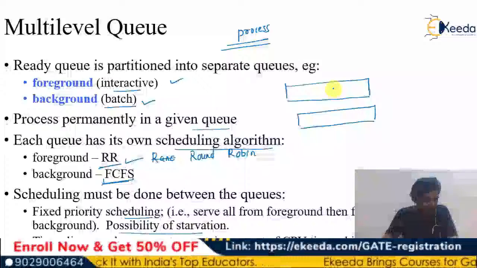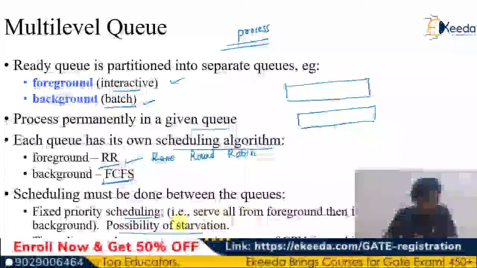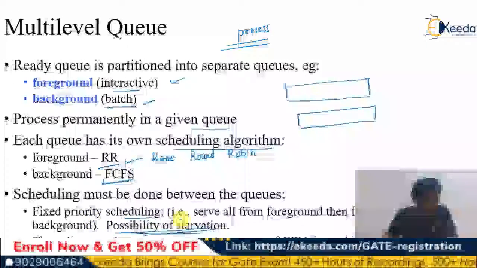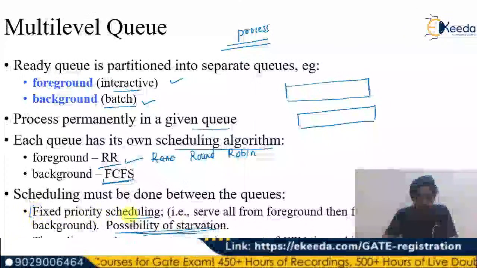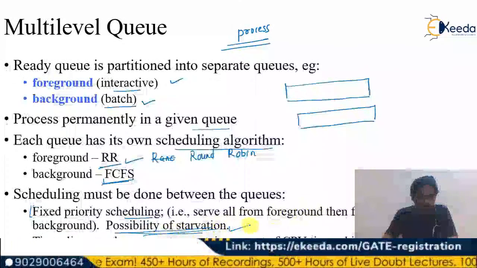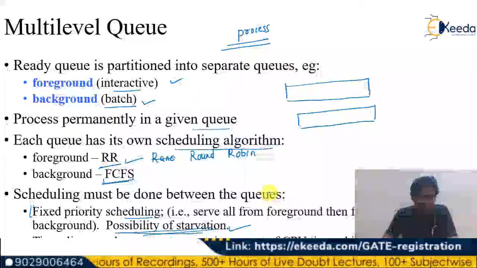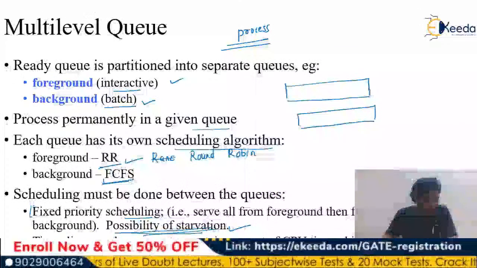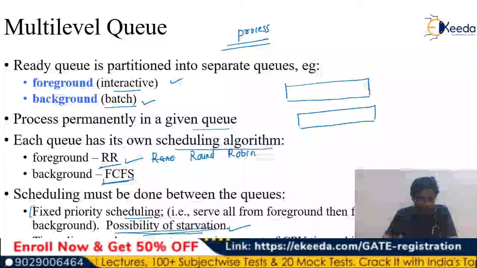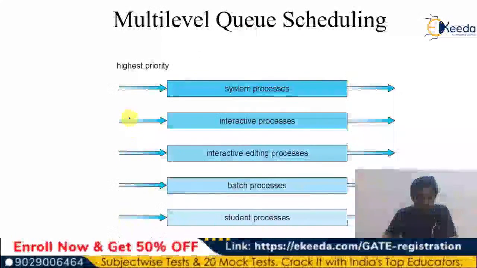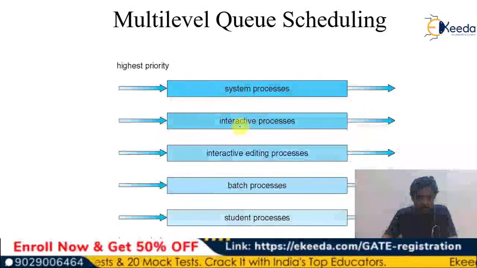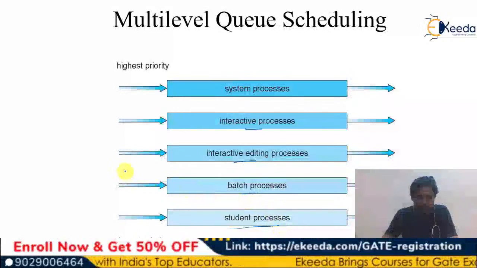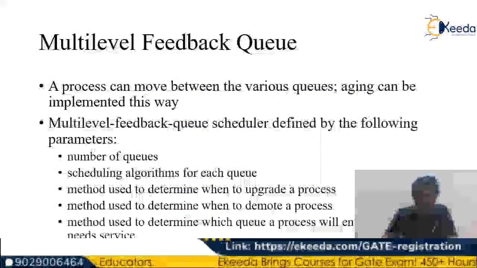Okay, so we have fixed priority scheduling where all the foreground is served before background, with the possibility of starvation. If you serve priority-wise, it will serve everything, but we have seen that priority-based scheduling has the possibility of starvation. And for time slice, for example, 20% background in FCFS. So that is a few ideas about implementation of multi-level queue. So we have system processes with highest priority, then interactive processes, then lesser priority interactive editing processes, batch processes, and student processes, right? So those are the different queues.